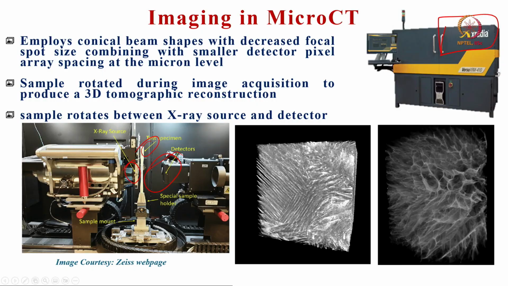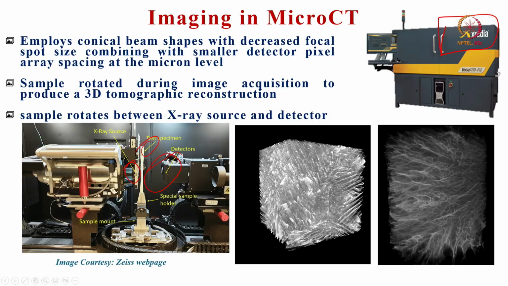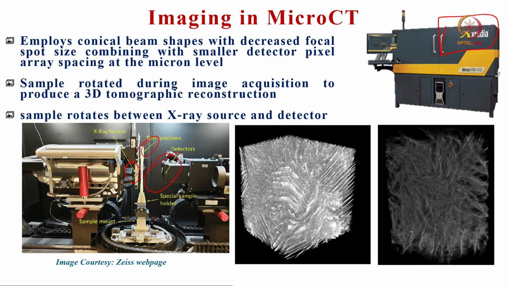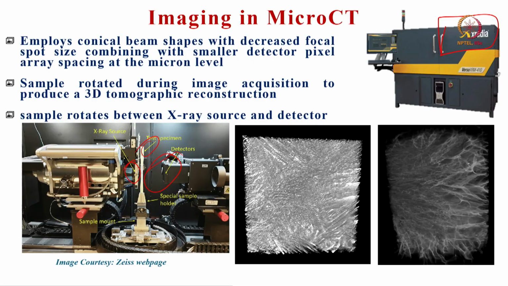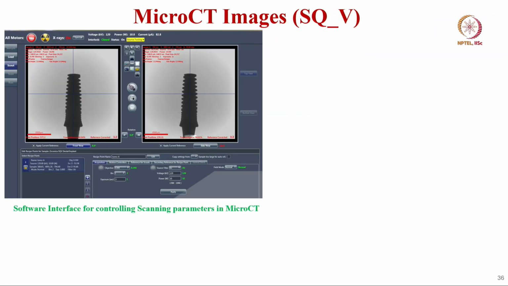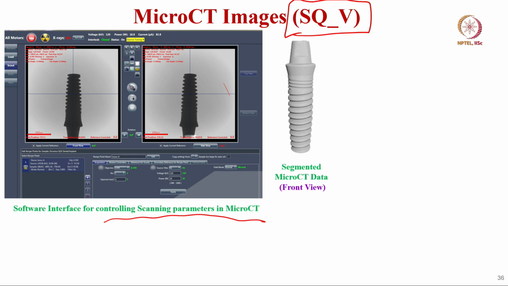These data can be visualized and further analyzed using Avizo software, for example. It is non-destructive, and it conducts scans at room temperature and atmospheric pressure. Now I will show you some examples of the microCT images of the square and V threaded dental implants. This is the software interface for controlling scanning parameters in microCT, and you can see the scanning parameters that were used in this particular microCT analysis.